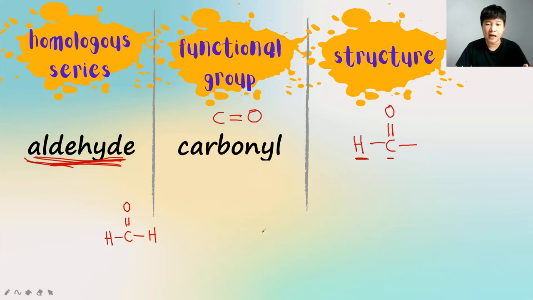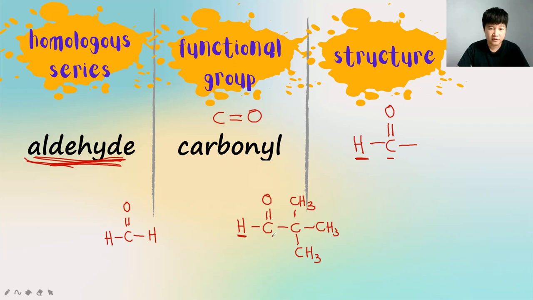We don't really mind how many carbons you have in your aldehyde, but only one condition: the carbon holding the C double bond O must have at least one hydrogen. The rest of it could be anything. It could be 10 carbon, 20 carbon, we don't really mind. We don't care how many carbons you're holding next to it. But one of the bonds next to the C double bond O must be hydrogen.